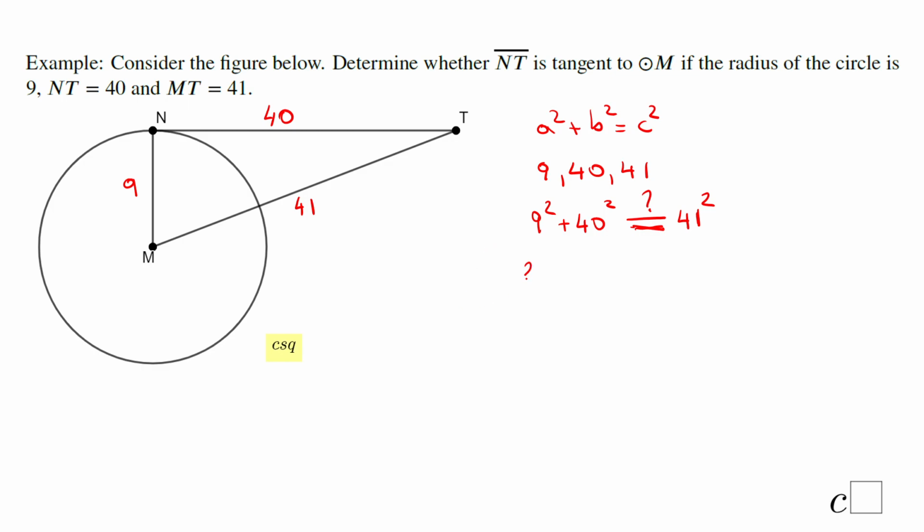Again, 9 squared is 81, 40 squared is 1600. And let's do 41 squared on the calculator. That'll be 1681. And now we notice on the left side we get also 1681. So yeah, we have a right triangle. Why? Because it's accomplishing this Pythagorean theorem. So now, based on this one, I can say what? Triangle MNT is a right triangle.